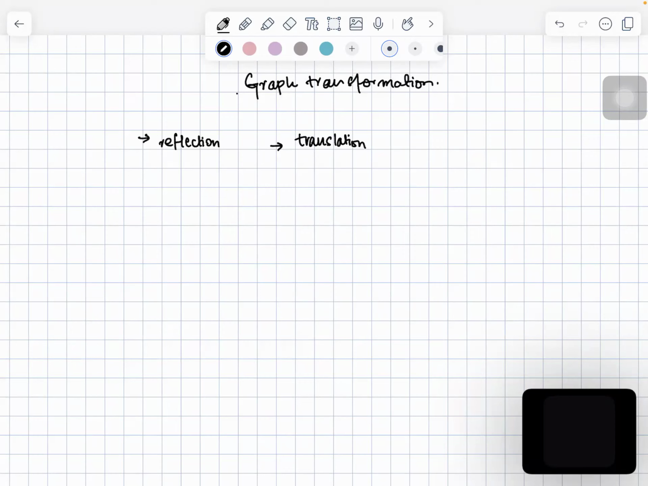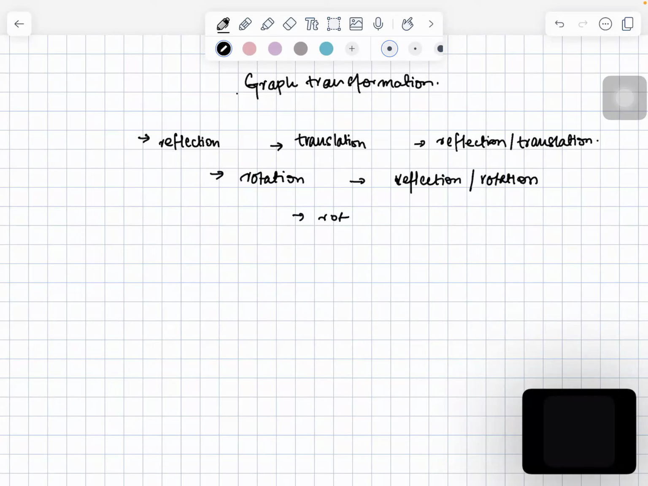Okay. So there are these two types, and then there is a type that combines both of these. There is rotation, and then there is also a combination of reflection, rotation, and translation. So there are these 6 types that we do in IGCSE levels.